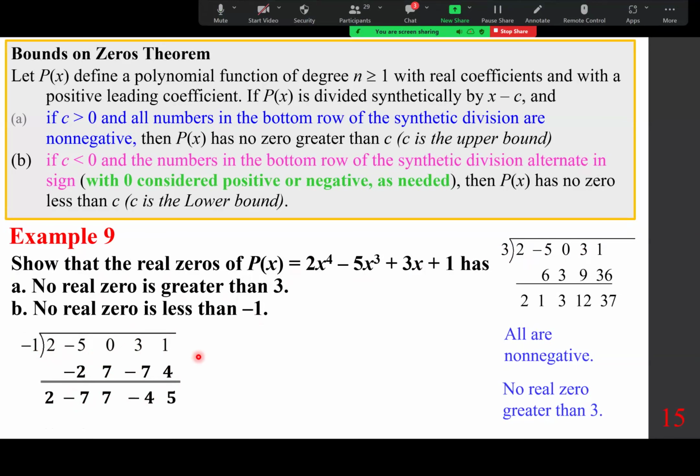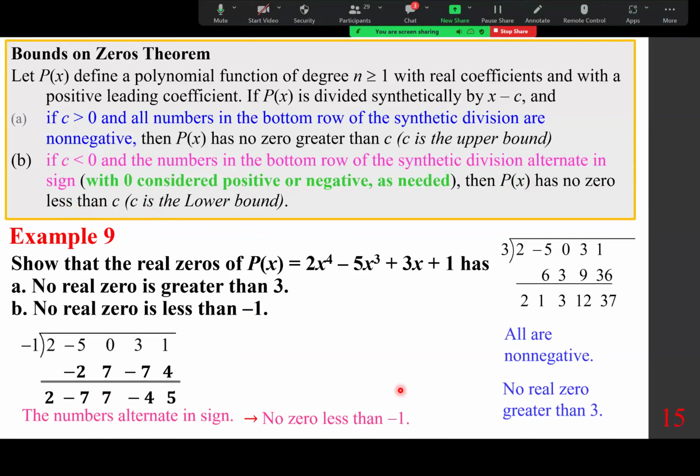So, what's happening with the sign? If c is less than 0, this is less than 0, negative. And the numbers in the bottom of the synthetic division alternate. So this is positive, negative, positive, negative, positive. They alternate, and 0 is whatever you want it to be. Then P of x has no 0 less than c. So this is the lower bound. The numbers alternate in sign, no 0 less than negative 1.